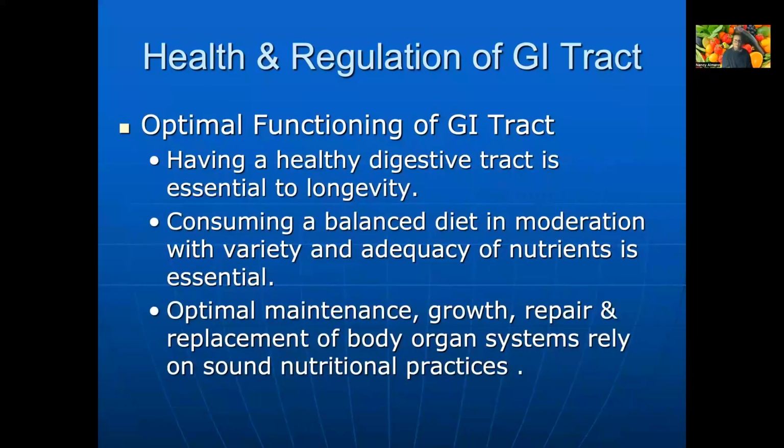So how do you have an optimally functioning GI tract? If you want to live a long time, you better have one. Eat a balanced diet in moderation. Eat a variety of foods and have an adequate supply of nutrients. We need to be able to eat a healthy, well-rounded diet in moderation in order to maintain, grow, repair, and replace our tissues.